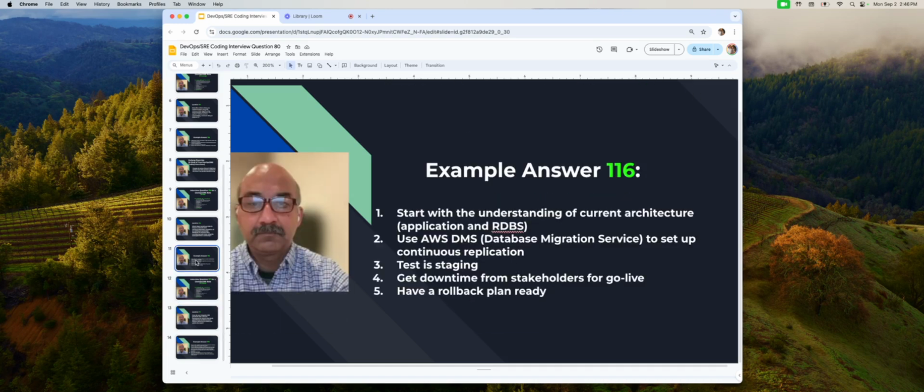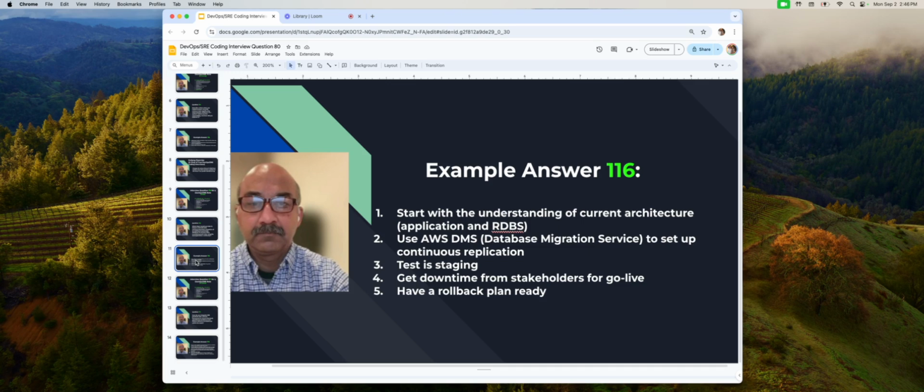The answer is, first of all, you start with the architecture. You have to understand how the application is accessing your on-prem MySQL server, and what the architecture and the flow look like. So you have a good sense of what things must happen when you do the migration afterwards, right? So it's not just a blind copying of the database. That's not how it works.